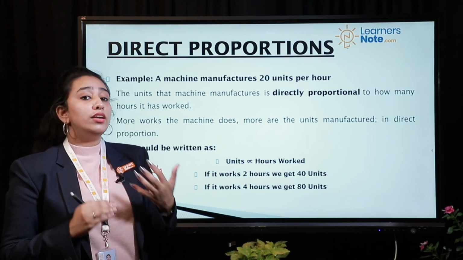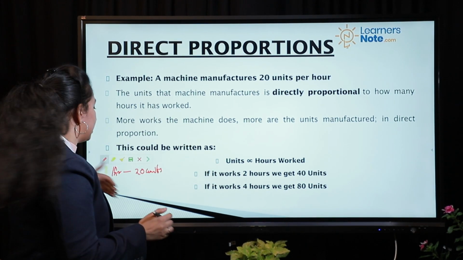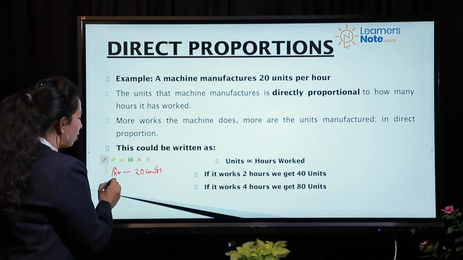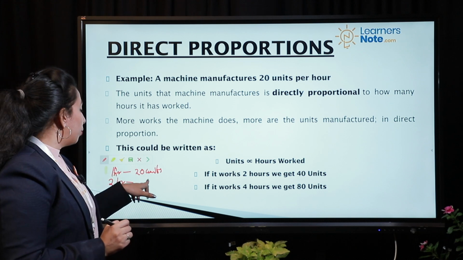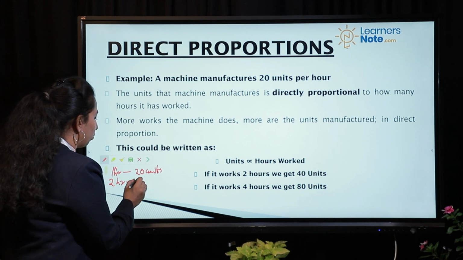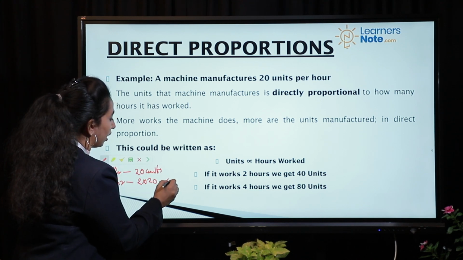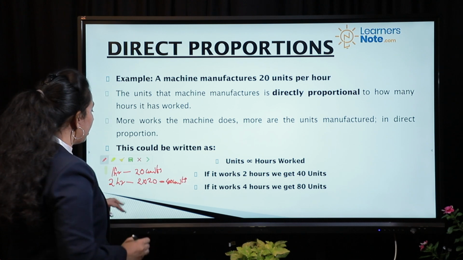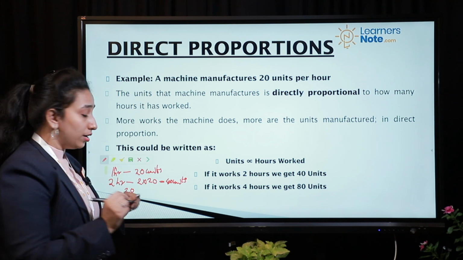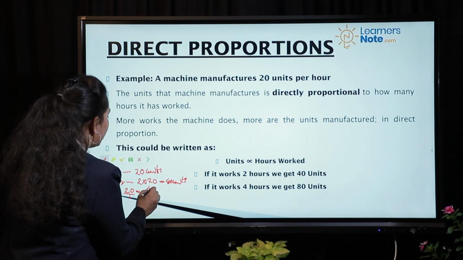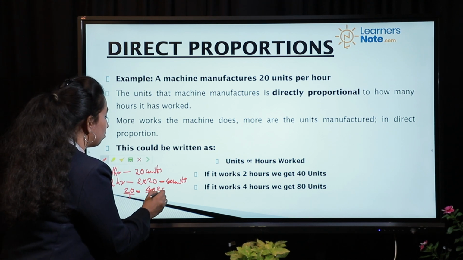Because I'm going to give you another scenario. For example, in 1 hour it produced 20 units, and for 2 hours let's see how many units it can produce. If in 1 hour it's going to produce 20 units, in 2 hours it's definitely going to be 2 into 20 units, that's equal to 40 units, right? So can you see that the proportion here is 20 by 1, that is 20 units in 1 hour, is equal to 40 by 2. And what is 40 by 2? You guys will know that it is nothing but 20 by 1 itself.